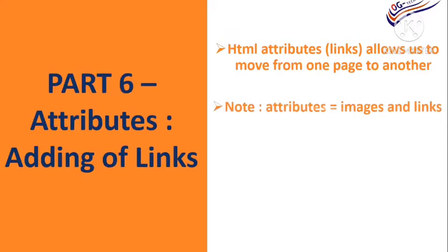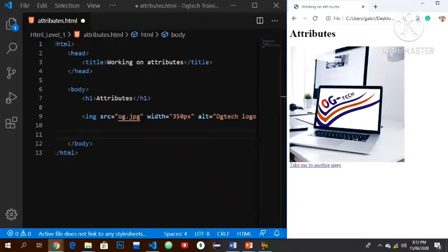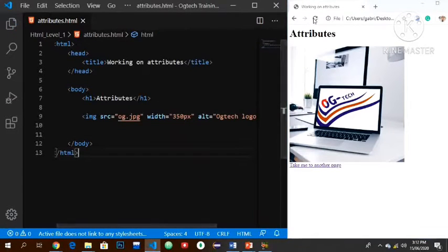Now, I want you to know that whenever we're talking about attributes, we're talking about images and links. So, without wasting much time, let's dive in. I'll go straight to my Visual Studio Code with my mini browser. Now, don't forget, this is exactly where we stopped in our last meeting, but we have our image and stuff like that.